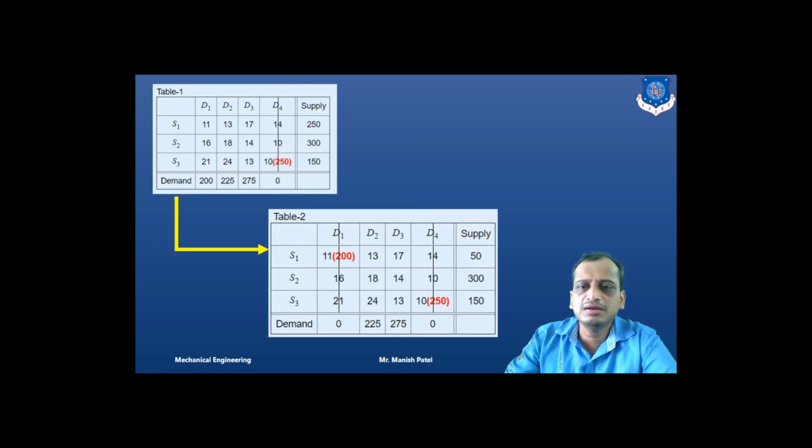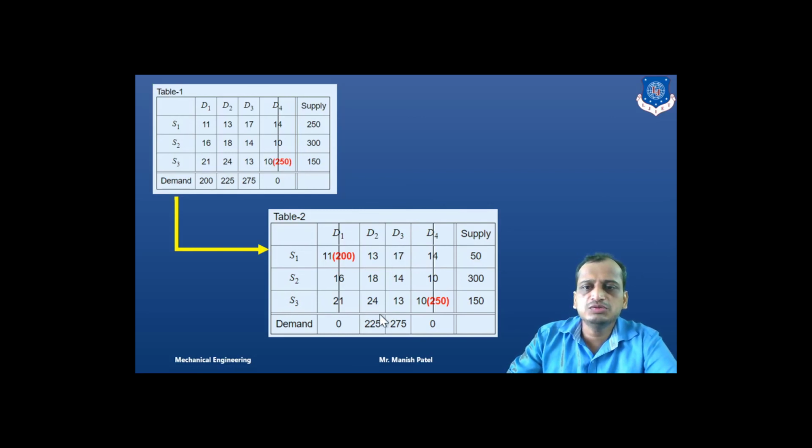What is the next step here? We take the least cost from this matrix. What is the least cost here? 11. So we will try to allocate that. Here the demand is 200 and the supply is 250, so we allocate 200 here. That is the maximum we can allocate. So the demand is now 0, fulfilled. We eliminate this column, or this demand port. And whatever is left, 250 minus 200 we have allocated, so 50 is left.